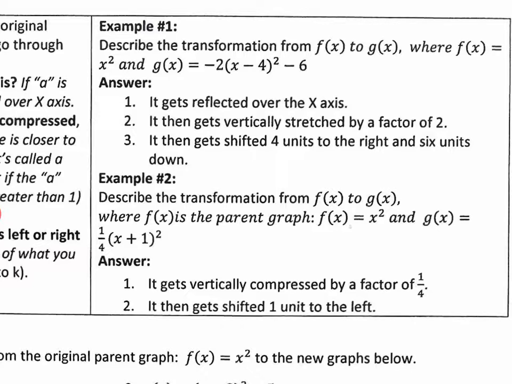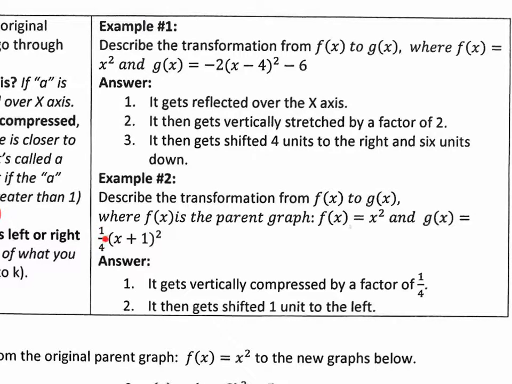Let's take a look at example 2. Describe the transformation from f of x to g of x, where f of x is the parent graph, y equals x squared, and g of x is 1/4 parentheses x plus 1 squared, no k. So let me ask you this. From the original to this one, does it get reflected over the x-axis? No, the a value is not negative, so you don't state anything about a reflection. It still opens up.